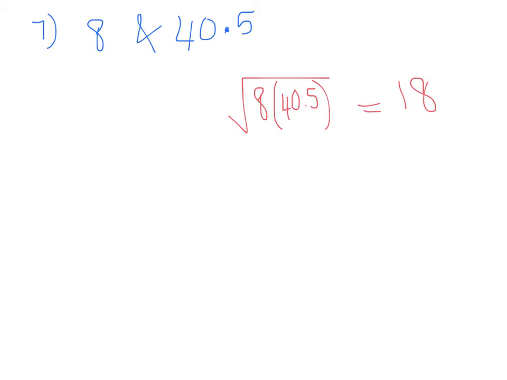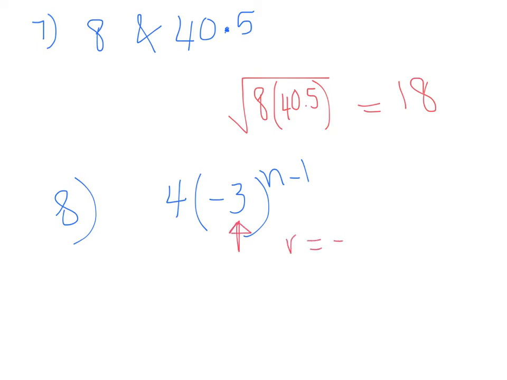Number 8 is a very straightforward question. It's giving you the explicit formula and asking you what's the common ratio. If the explicit formula is 4 times -3 to the n minus 1, then the ratio is the base. So r is -3, and that's all they wanted.